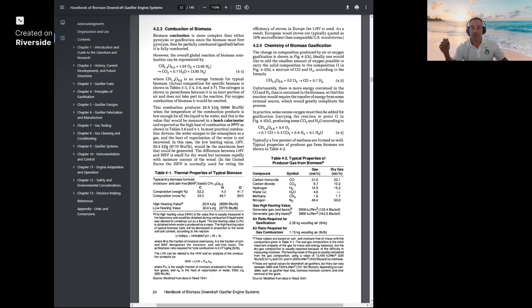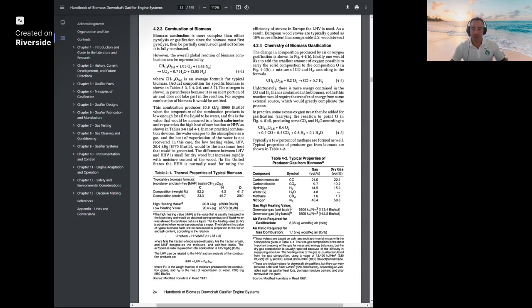This combustion produces 20.9 kilojoules when the temperature of the combustion product is low enough for all the liquid to be water, and this is the value that would be measured in a bomb calorimeter and reported as the high heating value, or HHV, as shown in Tables 3.6 and 4.1. In most practical combustion devices, the water escapes to the atmosphere as a gas, and the heat of vaporization of the water is not recovered. In this case, the low heating value, LHV, of 20.4 kilojoules would be the maximum heat that could be generated.